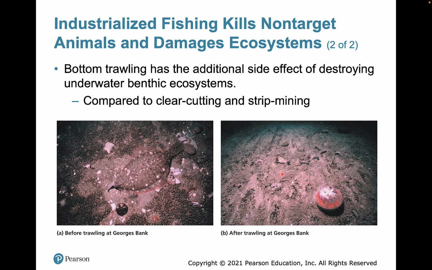And one thing that's helped increase the cod population is that these benthic ecosystems are coming back. They're regenerating, going through underwater secondary succession.